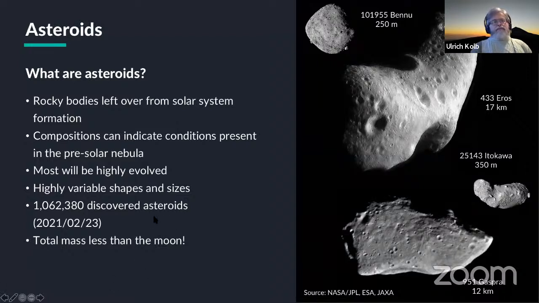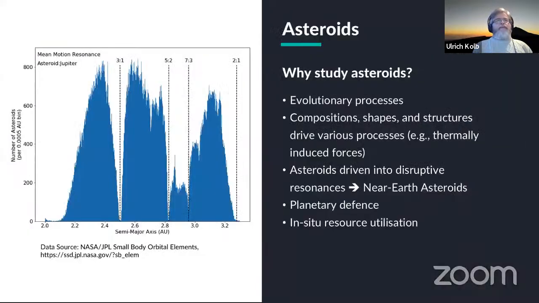The number is enormous. There are more than 1 million known, and this figure quoted here is now almost a year old, so it's probably much larger now. However, the total mass of all these asteroids taken together, and that's something I find quite astounding, is still less than the mass of the moon. Why would you study them?